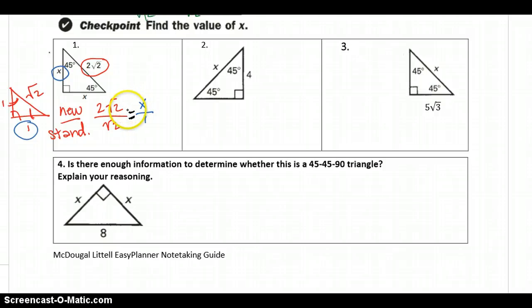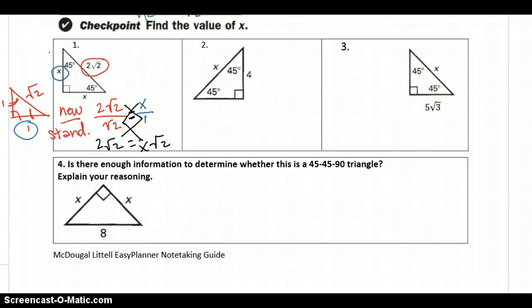So 2 root 2 times 1 gives me just 2 root 2. And x times root 2 gives me x root 2. These are equal to each other. How do I get x by itself? What do I need to take out from that side? The square root of 2.